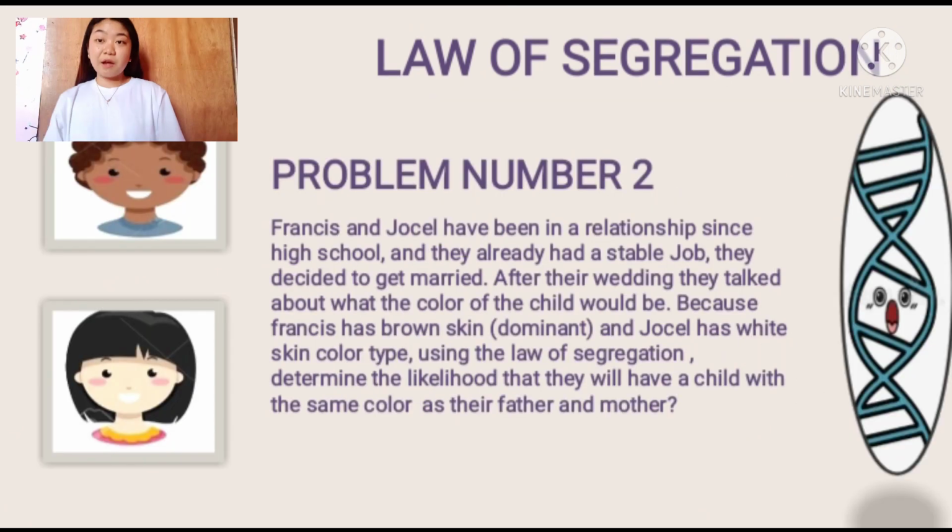When an egg and a sperm join in fertilization, they form a new organism whose genotype consists of the alleles contained in the gametes. Problem number 2: let's say Francis and Giselle have been in a relationship since high school, and after they finished school and already had stable jobs, they decided to get married. After their wedding, they talk about what the color of the child would be, because Francis has brown skin, which is dominant, and Giselle has white skin color, which is recessive. Using the law of segregation, determine the likelihood that they will have a child with the same color as the father and the mother.